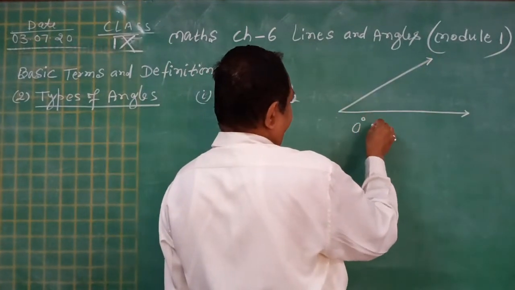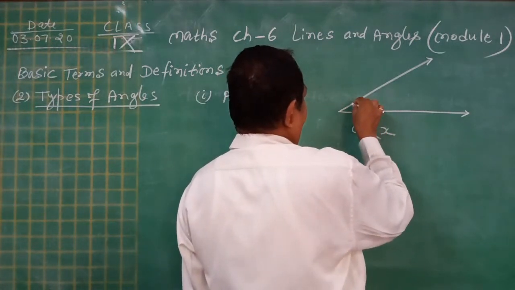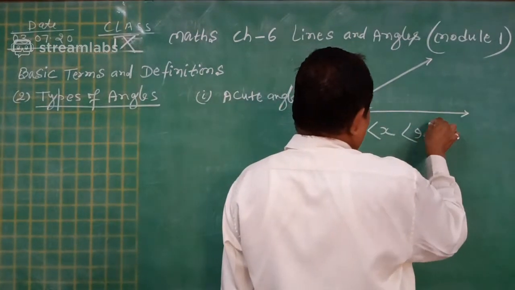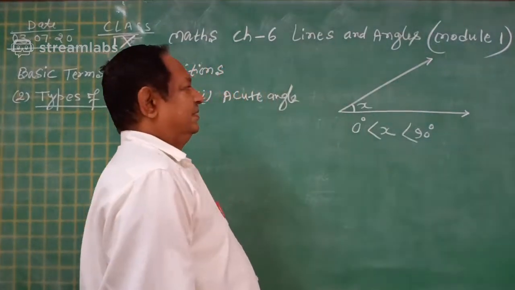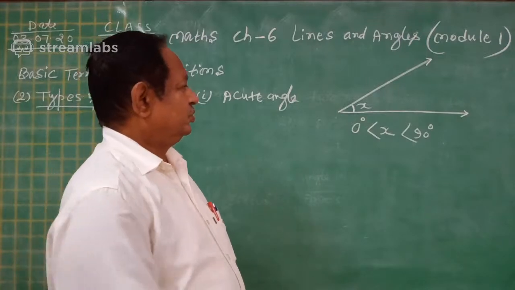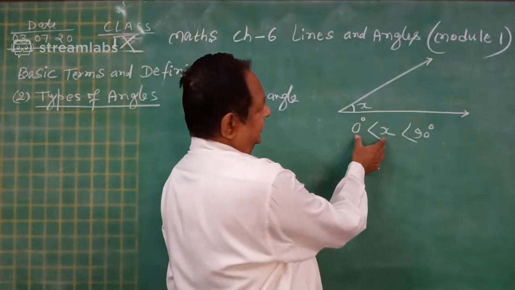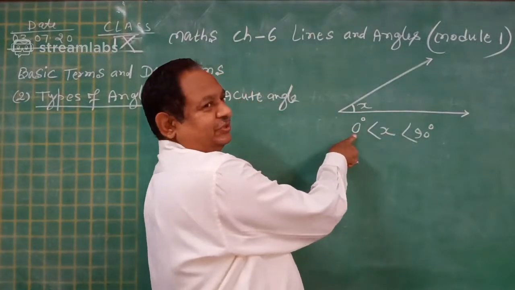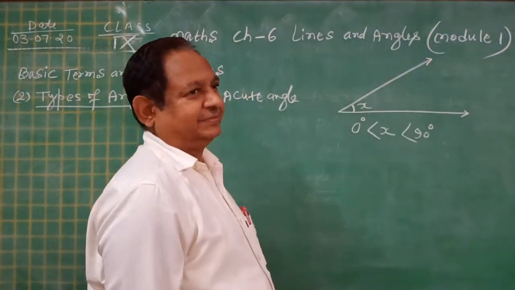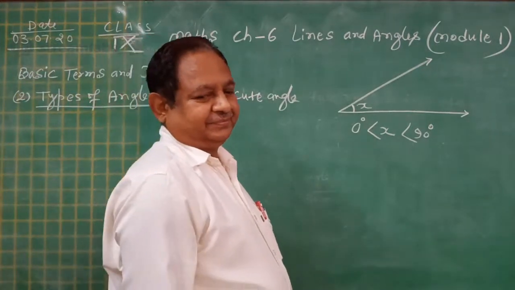Zero degree is less than x, this angle is say x, less than 90 degree. So an angle whose measurement is greater than 0 degree can be written as x is greater than 0 degree but less than 90 degree. So this is called an acute angle.